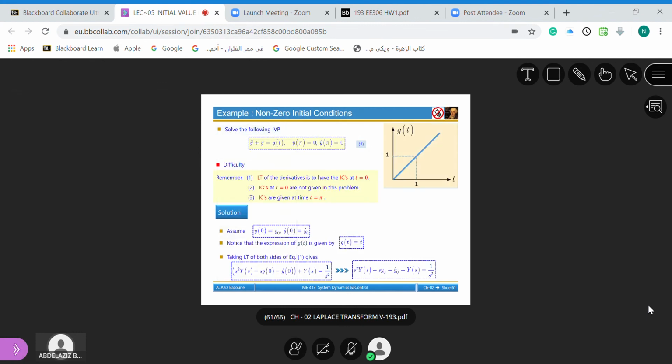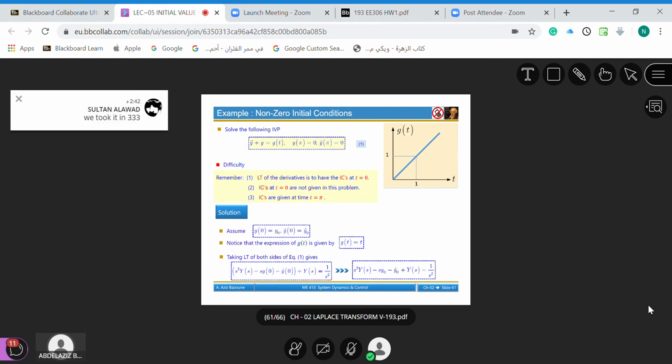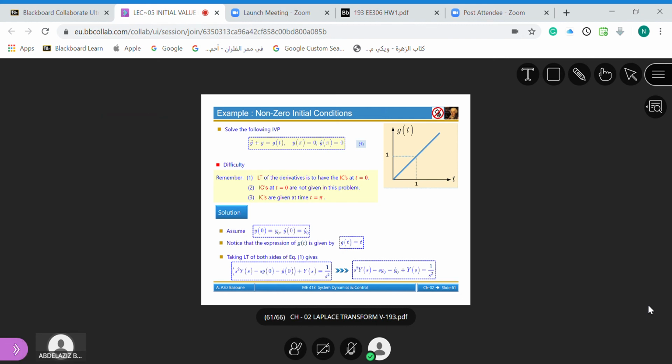Now Shabab, we have another problem here to be solved. I want you to pay attention. We have a problem given by y double dash plus y equal to g of t. g of t is equal to t. You have no problem with this. So G of s will be simply 1 over s squared.